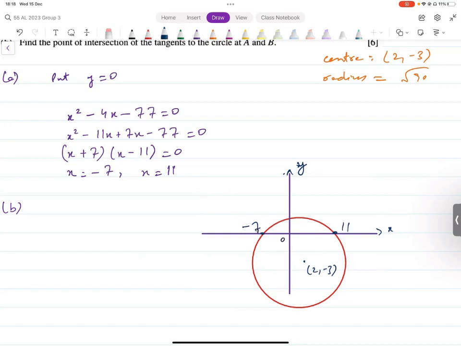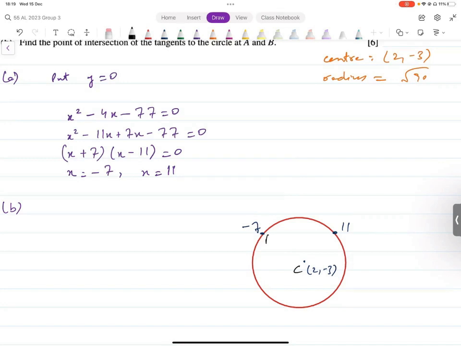ठीक है. अच्छा, अब आपको क्या करना है, अब आपको इन पॉइंट्स A और B के ऊपर जो टेंजेंट्स है उनकी इक्वेशंस फिगर आउट करनी है. How do you find the equations of these tangents? We've got the center here. How can you find the equation of tangents? Any idea? In fact, let me just get rid of these axes. थोड़ा आसान हो जाएगा, क्लटर हो रहा है बहुत ज़्यादा.